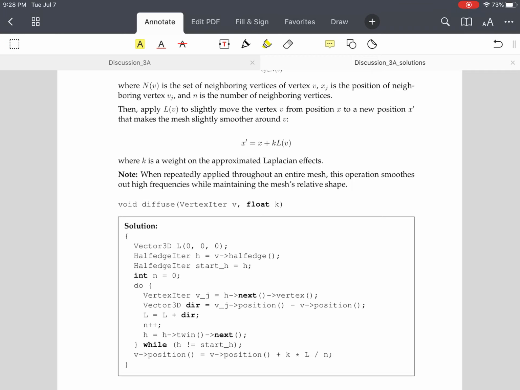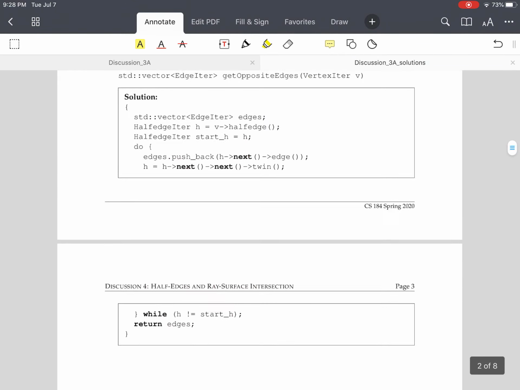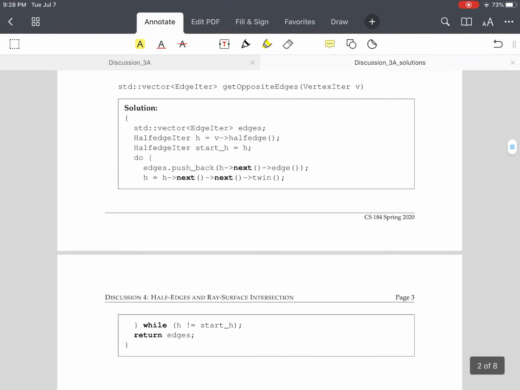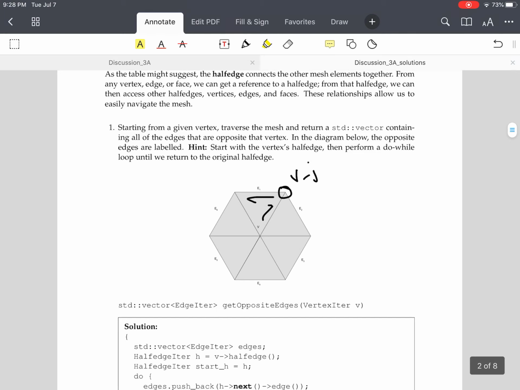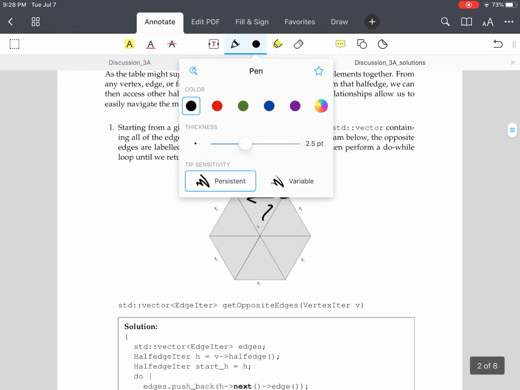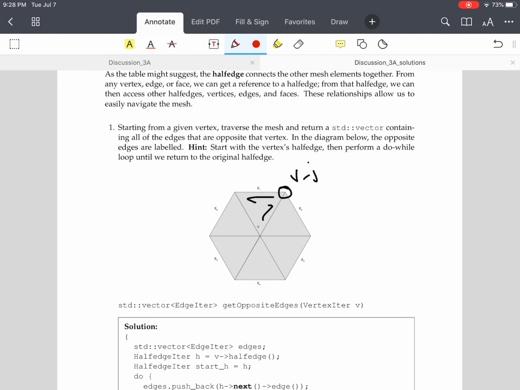So H dash twin dash next, okay? So remember last time, if we come up here, we used H next next twin. But we discussed earlier how there are multiple ways to move around the mesh. And so for part 2, we're actually using the opposite one. Last time we went left around the mesh. This time we're going to go right. So we're going to go H, get its twin, and then get its next. And that's how we're going to get H prime, okay?